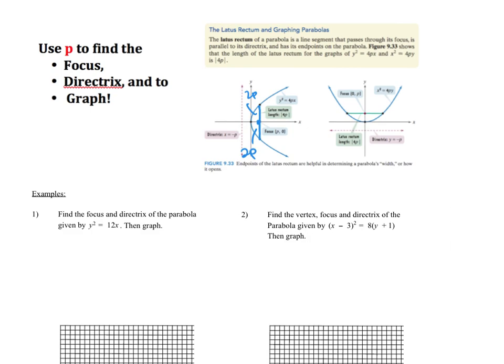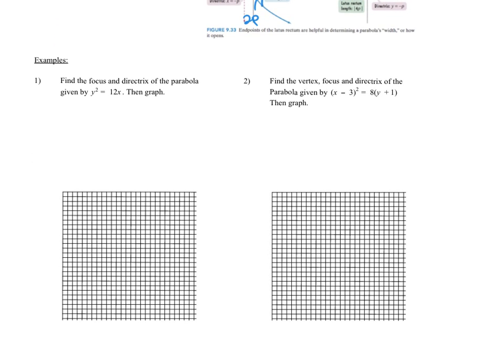So now let's go ahead and start graphing. We're going to find the focus and the directrix of the parabola given by y squared equals 12x, and then we're going to graph it. We're more comfortable with the idea that x equals 1 over 12 y squared. So this is a parabola that has a vertex at (0, 0). And we know that 4p equals 12, which means p equals 3.